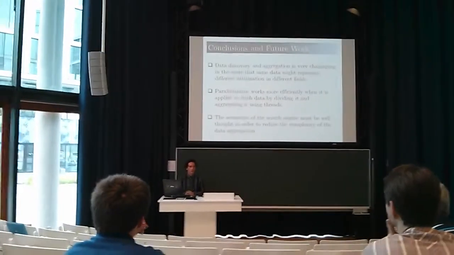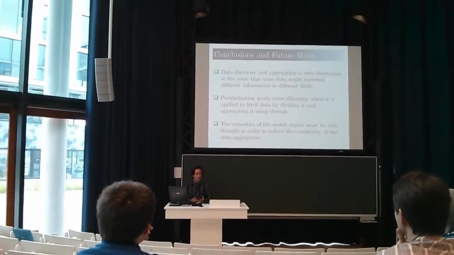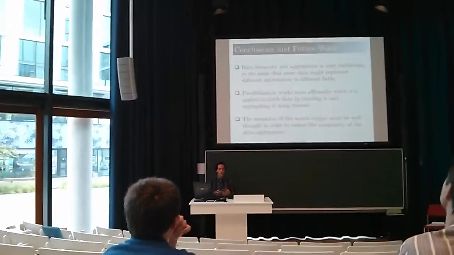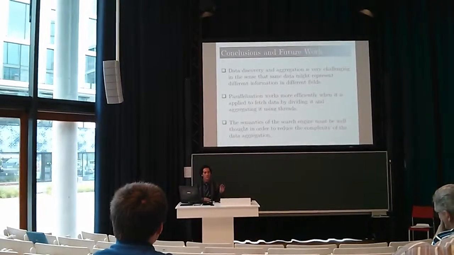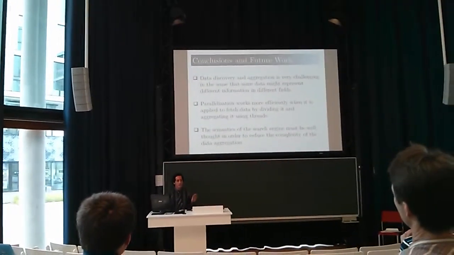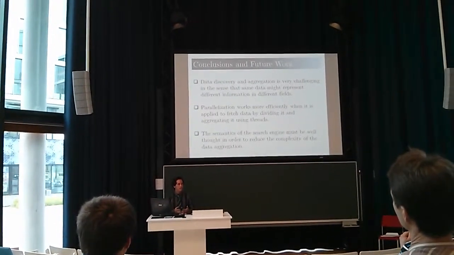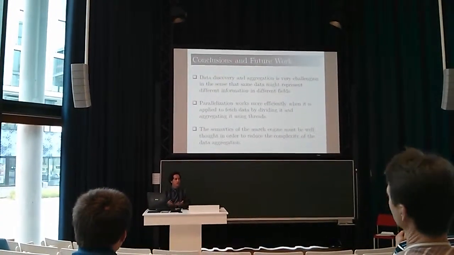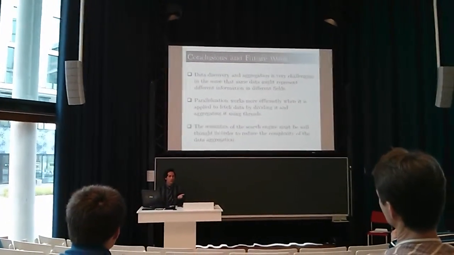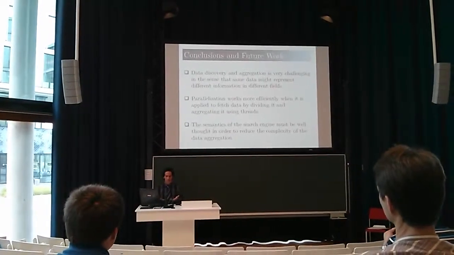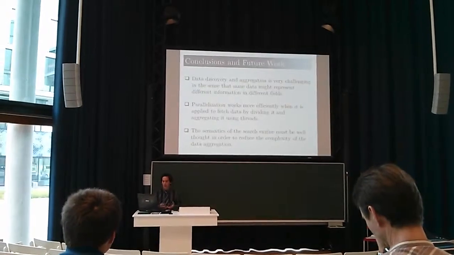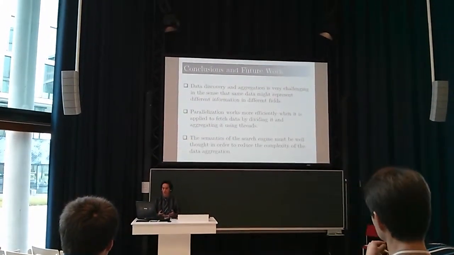So some conclusions and future work. The data discovery that we get is challenging because when you talk about data, data might mean something for some field and something else for another field. And it might be the same. For example, coordinates in astronomy are not the same as coordinates in geology. But when you go to the engine and you tell the engine, I want coordinates, the system should be able to handle that and decide what is exactly what you want. So that's one of the challenging parts.